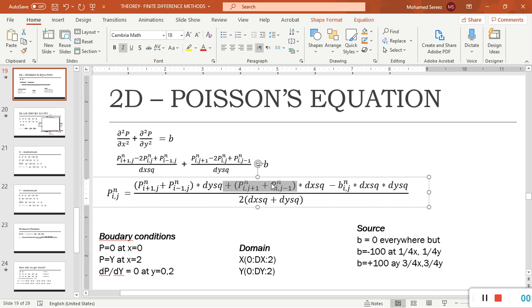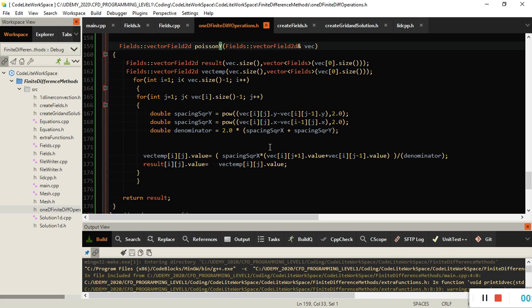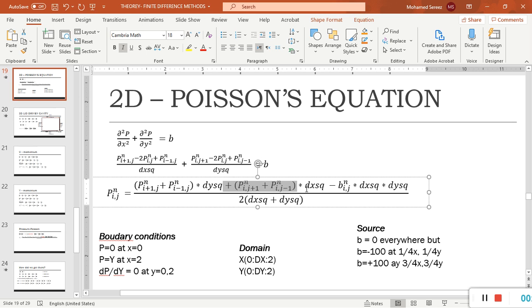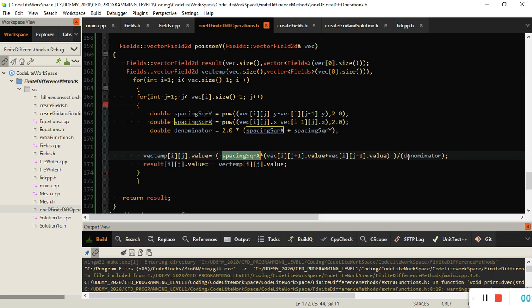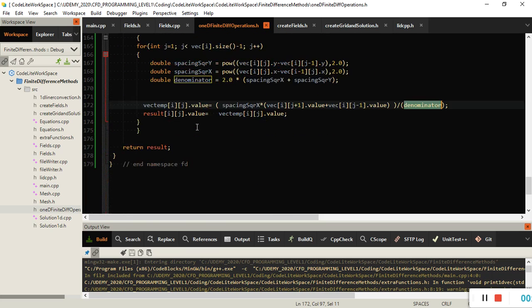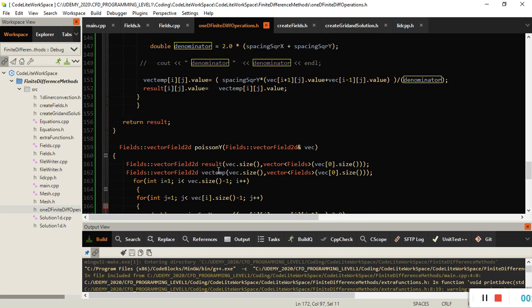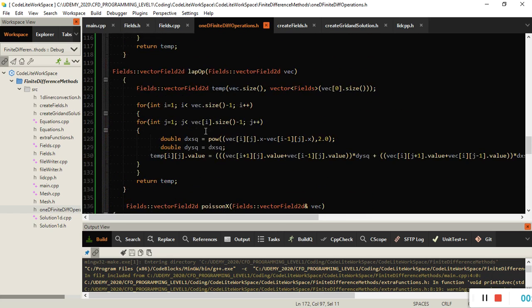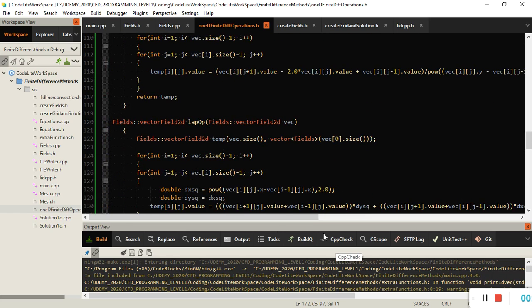So j plus 1 plus j minus 1. So we have got here vec i j plus 1 dot value plus vec i j minus 1 dot value multiplied by dx squared and divided by the denominator. So we've got our Poisson x and Poisson y term in case we ever need it. Okay, so let's go and start writing the code for the lid driven cavity.